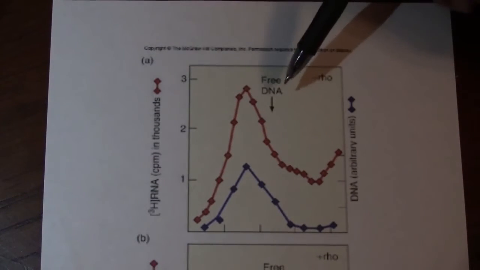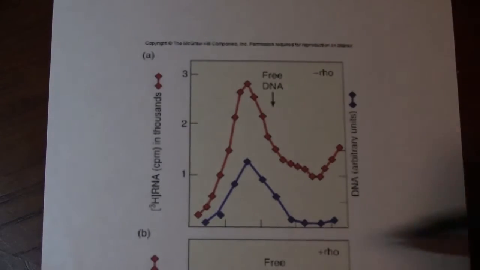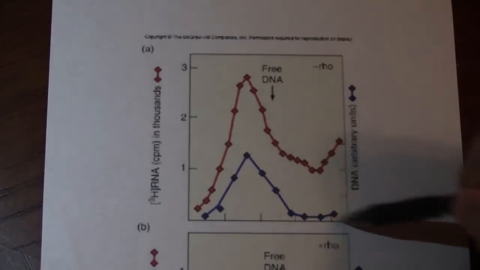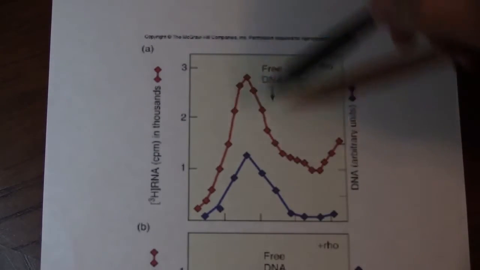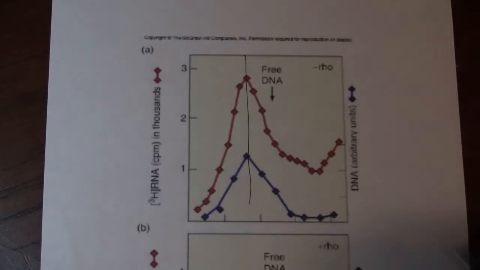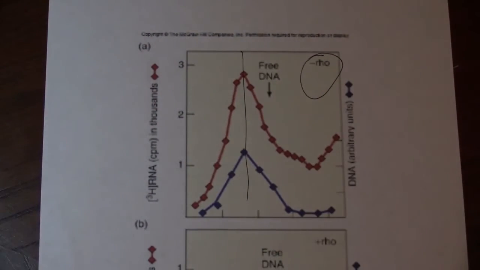Lo and behold, graph 6.45a on top. With similar axis to 6.44 with our fractions on the bottom and our counts per million on the sides, DNA is labeled in blue, seen here, and RNA is labeled in red, seen here. We can clearly see that the DNA and RNA appeared to co-sediment as their peaks align. This serves as our control minus Rho trial.